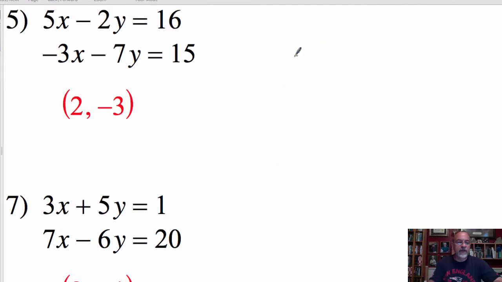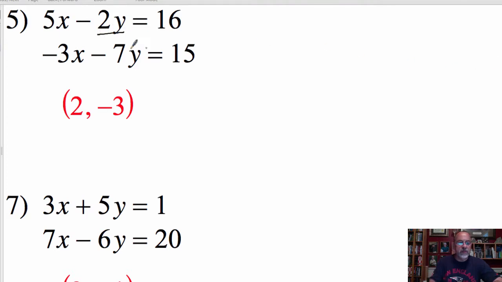Looking at number 5, again, we have a system that does not have a letter that's already by itself, so we're going to have to choose to solve for a letter. So again, we look for a coefficient of 1. We don't have one, so now we want to decide which letter to solve for. If I solve for this letter, I'm going to have to divide by 5. 2 is not divisible by 5, so that's going to be a fraction. Try to avoid that if we can.